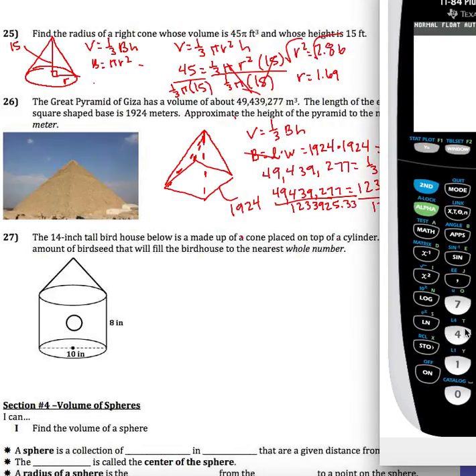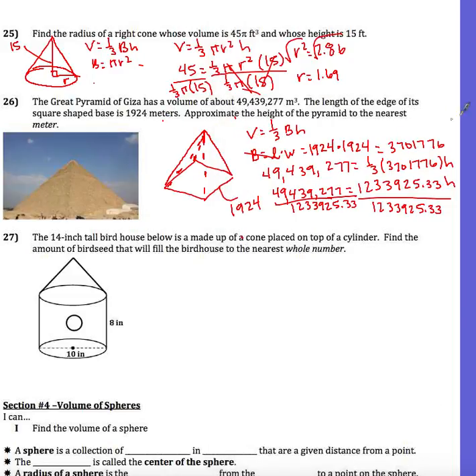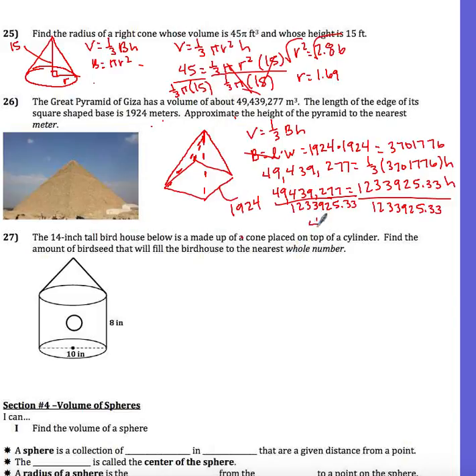So we can do all that in the calculator. So we're going to say 49,439,277 divided by 1,233,925.33, and then hit enter. When we do that, it gives us about 40.07. But it does say approximate the height to the nearest meter, so we'll say 40. So 40 equals H. All of that to get 40.